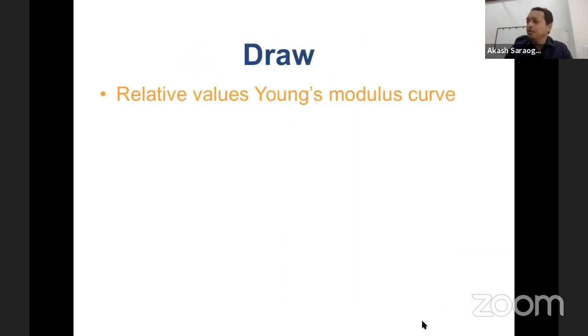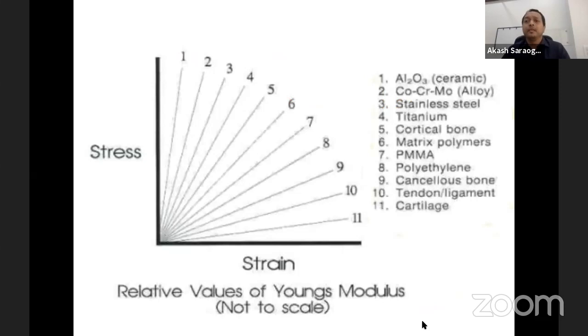Now, you will be asked to draw Young's modulus for the cartilage, Young's modulus for ceramic, Young's modulus for stainless steel. So they can ask you to draw Young's modulus for any material. Now, it is very difficult to remember the stress strain curve for each of these materials. What is the easiest way to depict this? It is this. You have x-axis as strain, y-axis as stress, and you have depicted all the materials in one go. So the 1 stands for ceramic, as we can see over here.